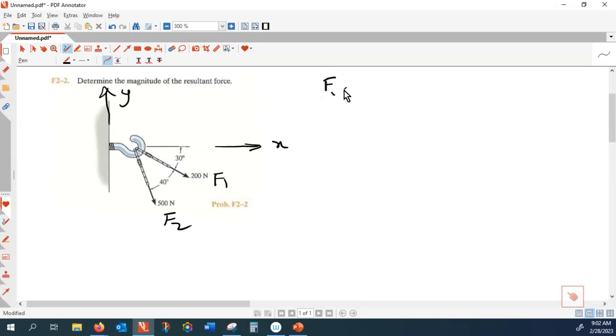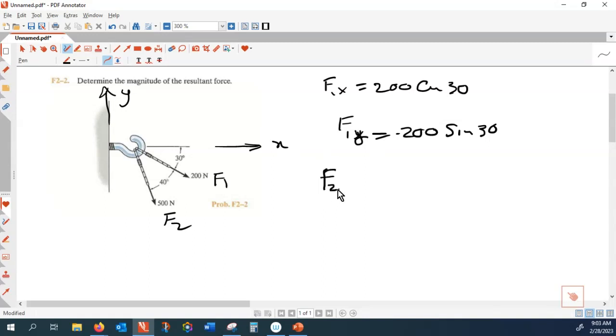So in this case, F1x is the magnitude 200. And is this cos 30 or sine 30? Cos. Thank you. And of course, if this is cos, F1y would be 200 sine 30, right? And is this positive or negative? F1y is negative, yes, because according to that y direction, that would be negative.